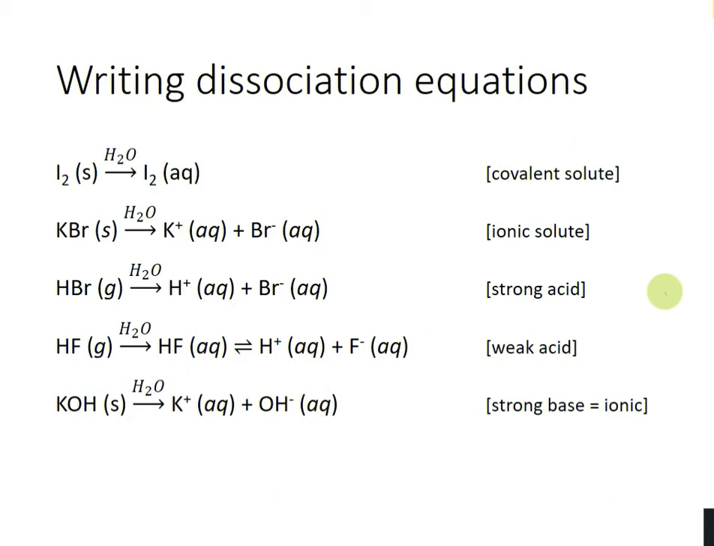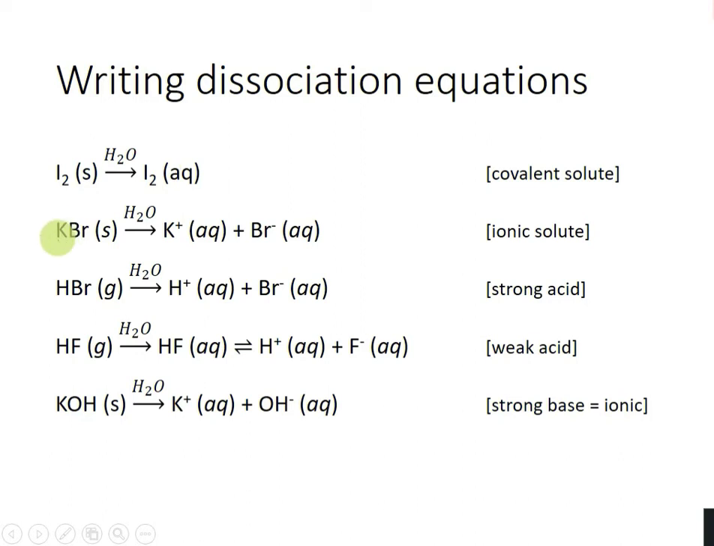Okay, so how would I write a dissociation equation? And again, it's not typically a chemical reaction, but it does help us to sort of formalize what's happening in that picture form and write it in an equation form. So when I look at iodine, first I have to think, oh, iodine's a covalent solute. And covalent solutes are going to dissolve, but they're not going to dissociate. So all that's changing is the state. It's going from solid to aqueous, but it still remains intact.